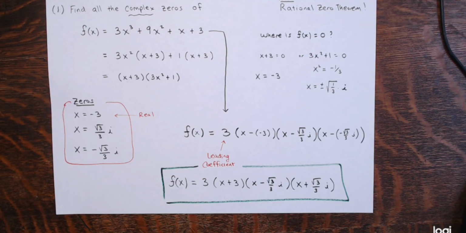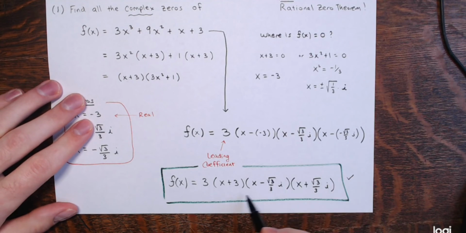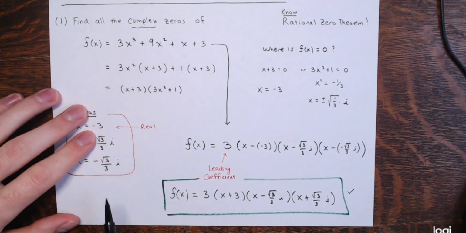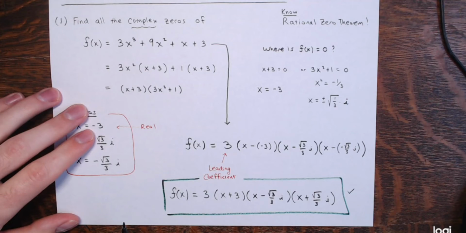All right? But you should be able to do this, or express any polynomial like this once you know all the complex zeros. And if you want to check it, multiply it out, make sure you get the original polynomial back. Hopefully you remember how to simplify powers of i, right?